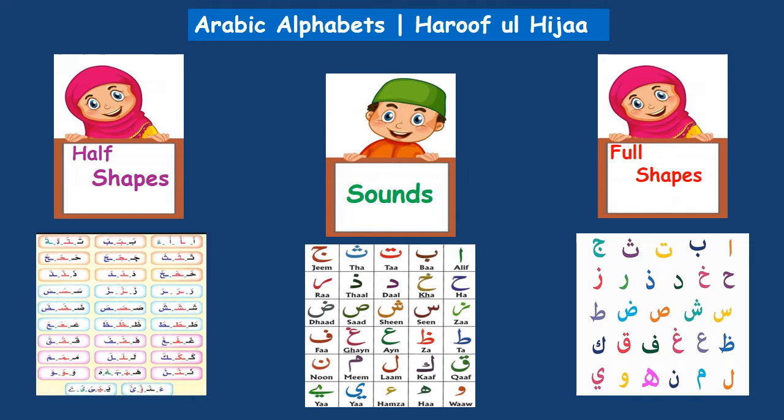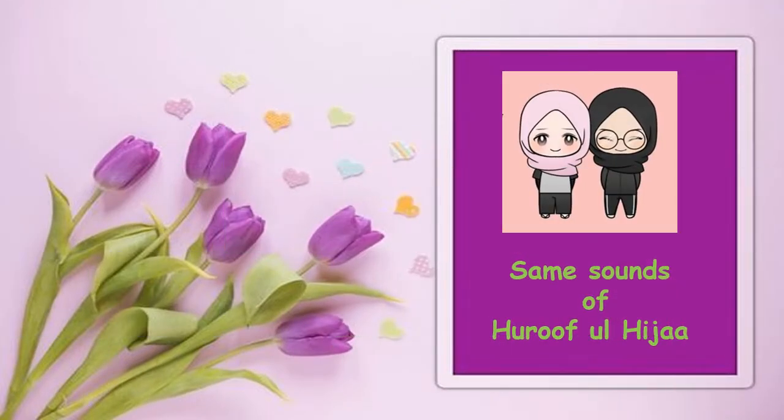In previous lessons, we have learned about Arabic alphabets, Huroof al Hijaa. We have learned the full shapes of the Huroof al Hijaa or the Arabic alphabets, the sounds of Arabic alphabets, and the half shapes of the Arabic alphabets. Today we will learn Arabic letters which have same sound but are actually different from each other. I will tell about the difference of those letters in this lesson as well. So let's start.